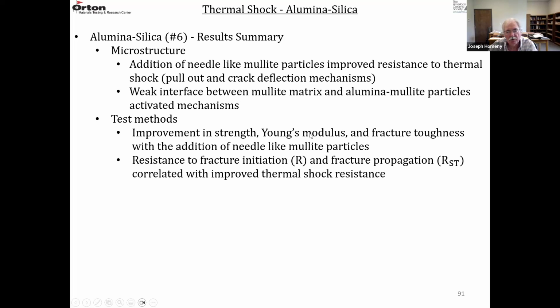So improvements in strength, Young's modulus, and fracture toughness by adding the needle-like mullite particles. And when you calculate R and RST, so the resistance to fracture initiation and fracture propagation, correlated with improved thermal shock resistance. So these weren't major improvements in thermal shock resistance, but definitely a mullite type matrix in an alumina silica type refractory certainly makes an improvement in thermal shock resistance because it can activate toughening mechanisms with that needle-like structure.